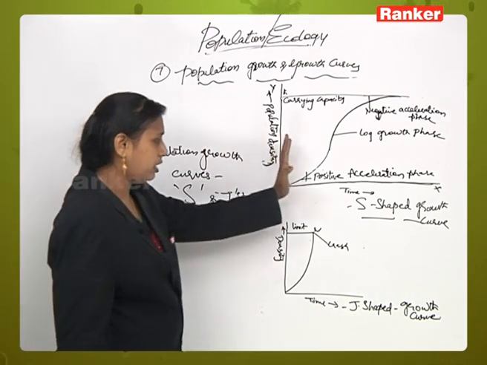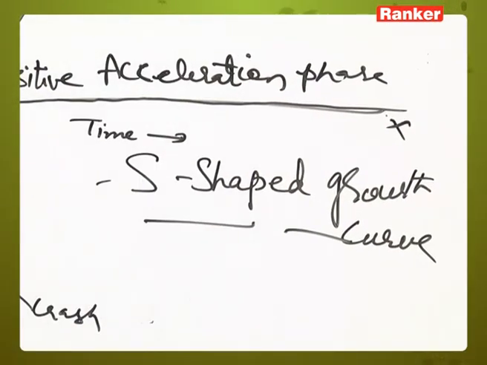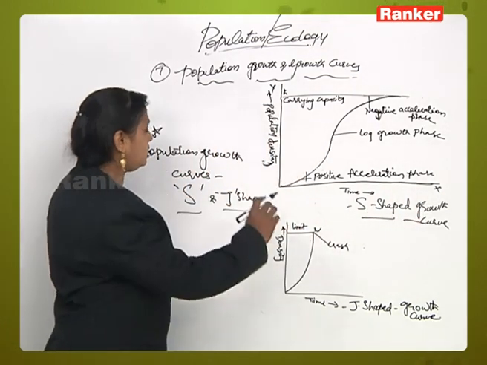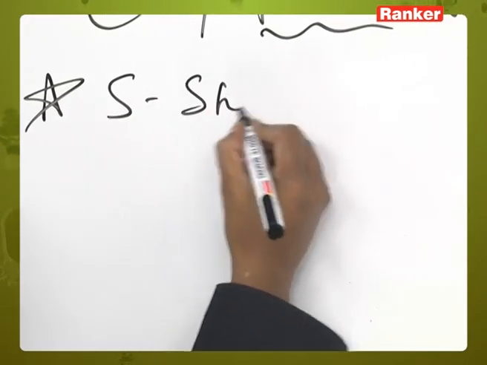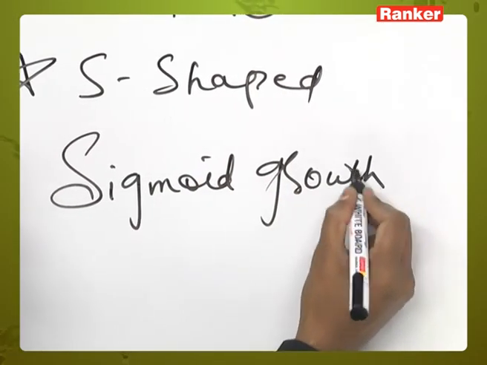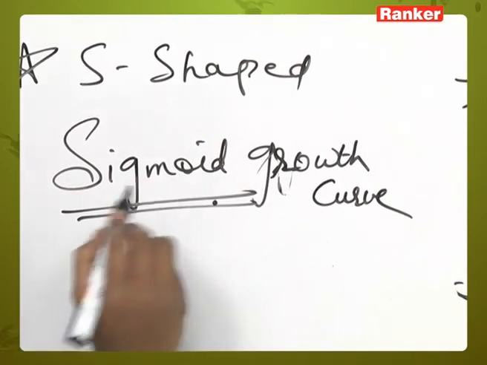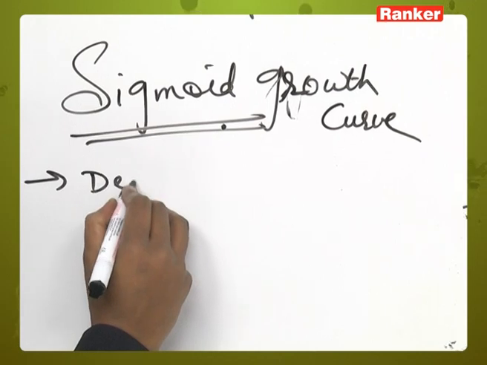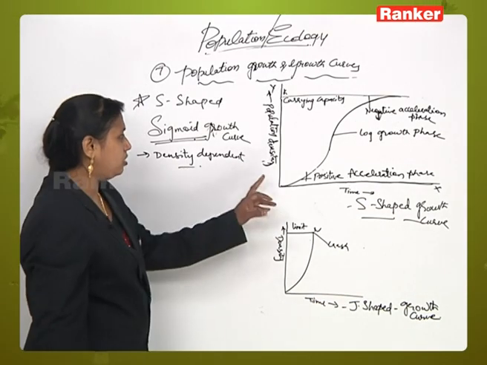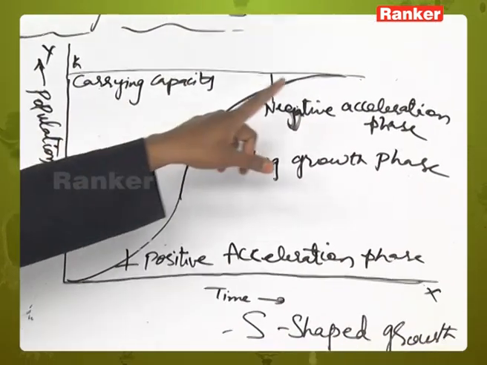Okay. Now, when we talk in detail about the S-shaped and J-shaped curves, first we will talk about the S-shaped growth curve. Here we take the population density on the y-axis and time on the x-axis. The S-shaped curve is also called the sigmoid growth curve. This is very important. First and basic, it is density dependent. Now, you see the curve here: positive acceleration phase, log growth phase and negative acceleration phase. Here at the top you will have the carrying capacity.